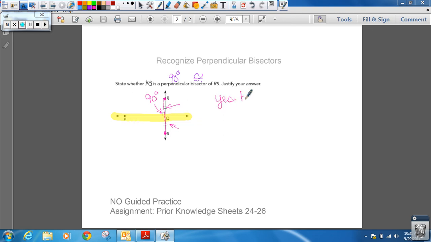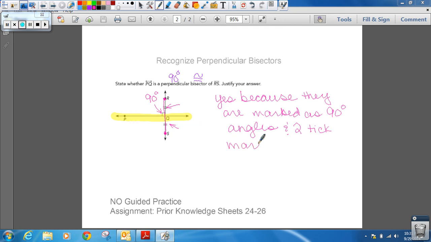And it says to justify your answer. Well, the first thing we found out is that they are marked as 90-degree angles, because of that little square in the corner. And the second thing was that each one has 2 tick marks, and 2 tick marks means they are congruent. So they have to be 90 degrees and congruent.